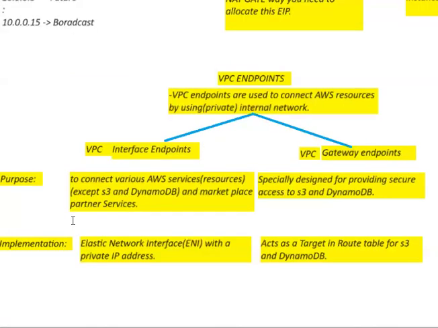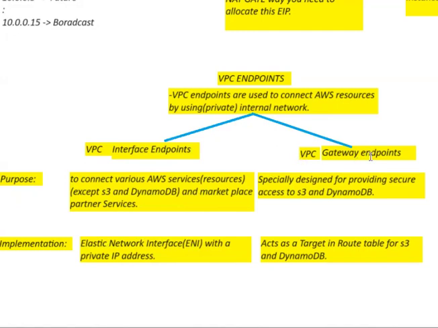So based on implementation, VPC interface endpoints can be accessed by using a private IP address. Which private IP address? The elastic network interface's private IP address. By using that private IP address, you can access the resources through the VPC interface endpoints.